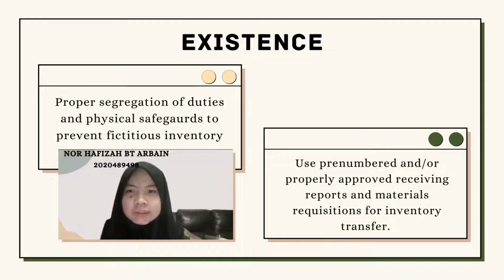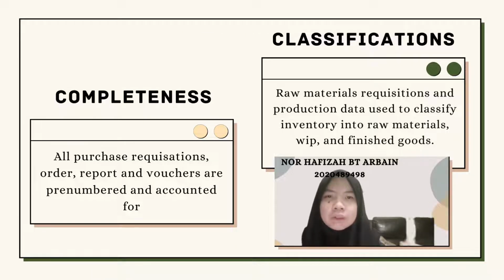Next is internal control in the cycle. First is existence: proper segregation of duties and physical safeguards to prevent fictitious inventory, and use of pre-numbered and or properly approved receiving reports and material requisitions for inventory transfer. Second is completeness: all purchase requisitions, orders, reports, and vouchers are pre-numbered and accounted for. Next is classification: raw material requisitions and production data are used to classify inventory into raw materials, work in process, and finished goods.